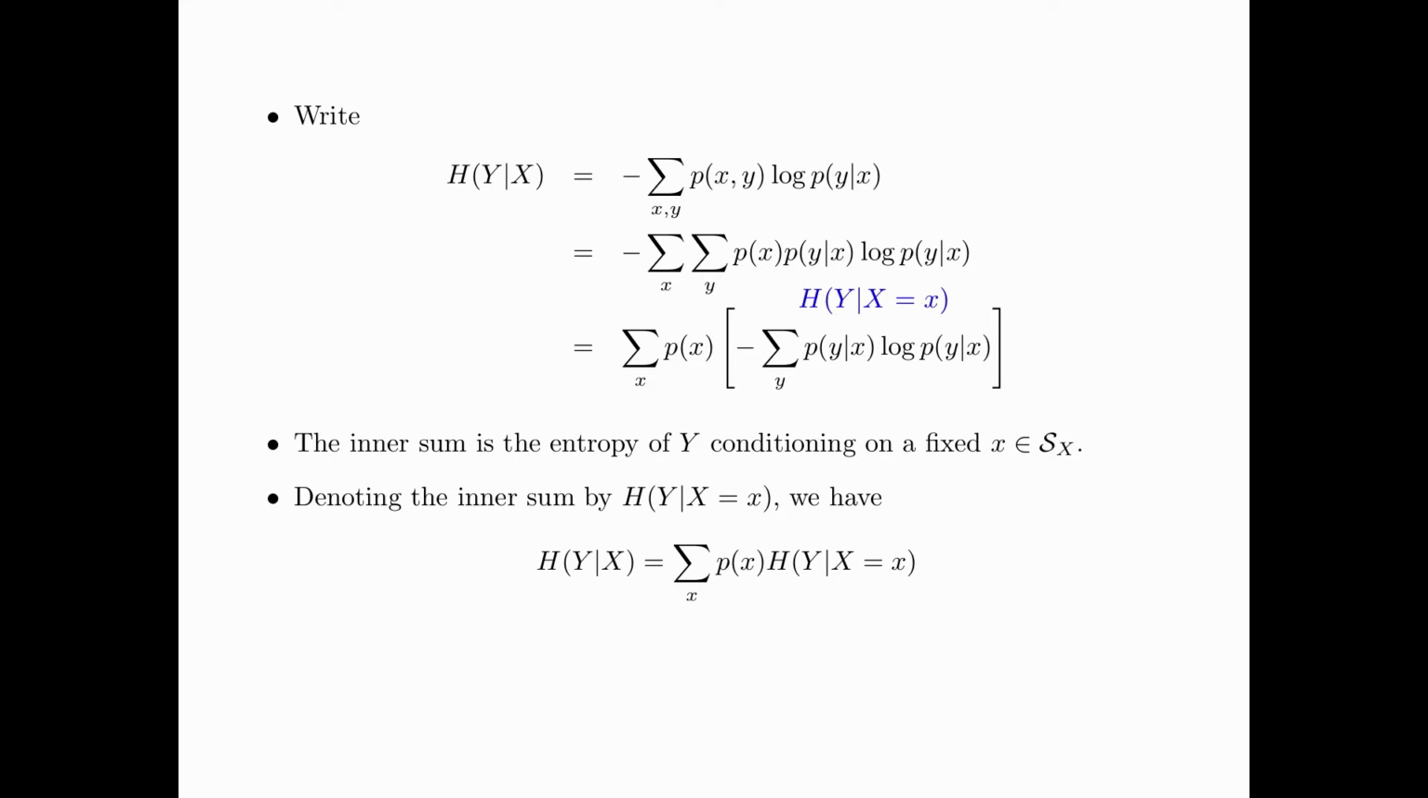So we denote the inner sum by H(Y|X=x) for a particular small x, and we have H(Y|X) equals summation over x of p(x) times H(Y|X=x) for a particular x. In other words, the conditional entropy of Y given X is equal to the weighted sum of the conditional entropy of Y given a particular x over the distribution p(x).